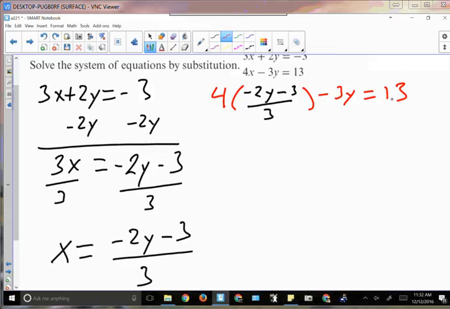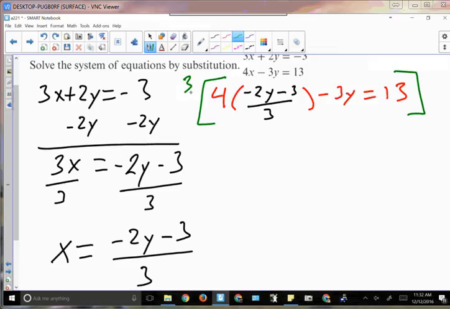Now, there was a while ago that we had talked about, well, I don't like messing with fractions. I want to get rid of fractions. Okay? Is there a value that I could multiply through by to get rid of that denominator of 3? And the answer is yes. All I would do is multiply the entire equation through by a 3.